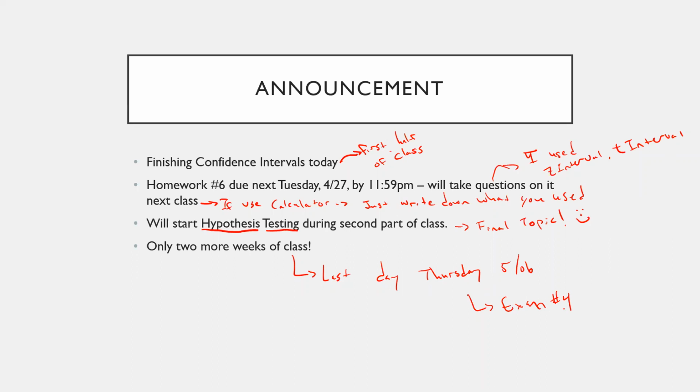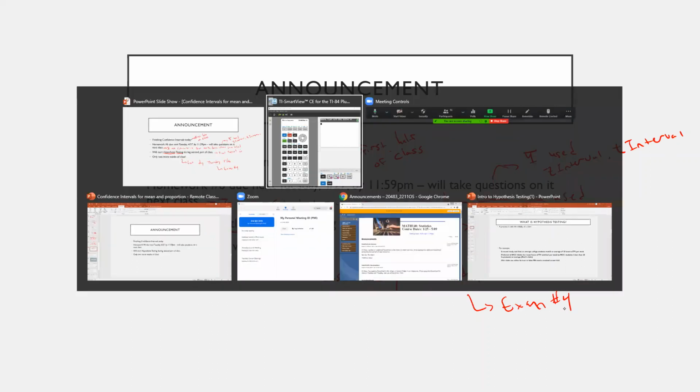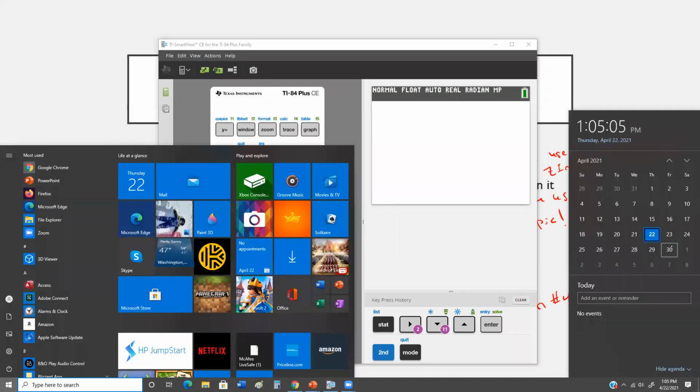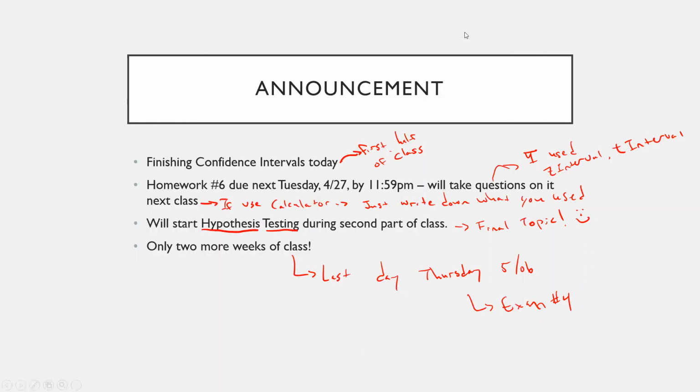Is there going to be a review for the final exam? Yep. Next week, the 27th and 29th, I'm going to spend doing hypothesis testing. Then on the 4th, I'll finish up hypothesis testing maybe during the first part of class, and then I'll do a review. So yeah, I'll do a review on the 4th.